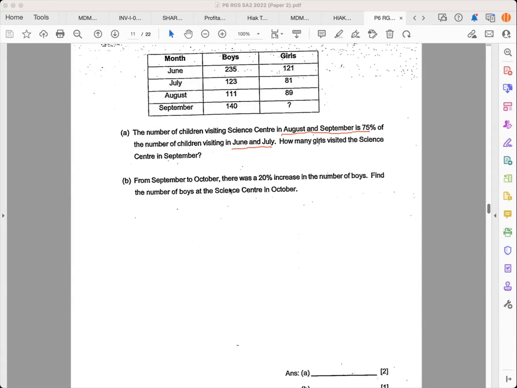So if I look at the table, we know all the values for June and July. The number of children visiting in June and July will be this amount. So that gives you 2235 plus 121 plus 123 for July boys plus 81 July girls. Altogether 560. This is June and July.